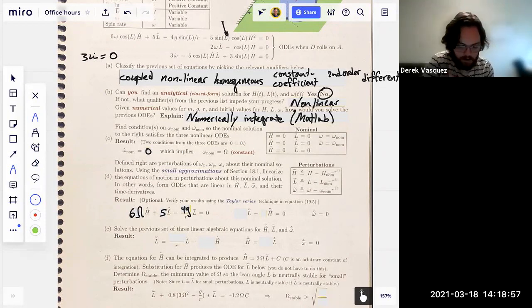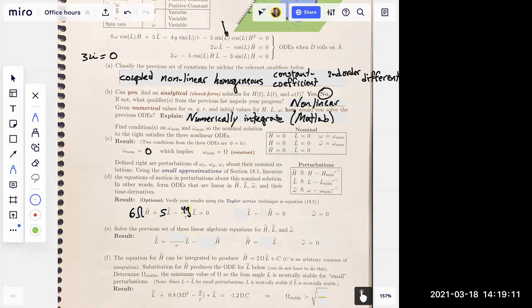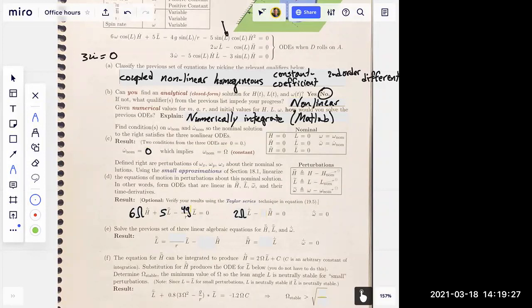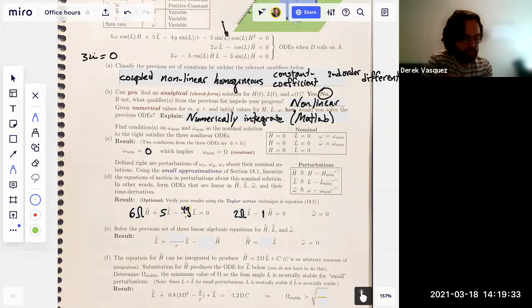Okay. Moving on to the next one. So we had 2 omega L dot. How are we going to linearize that one? Two capital omega. That's right. It's going to be 2 capital omega L tilde dot. And then the next term, cosine of L times H double dot. 1. That's exactly right. The small angle approximation of our cosine is just 1.